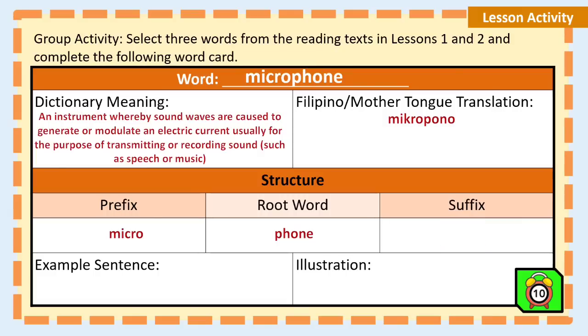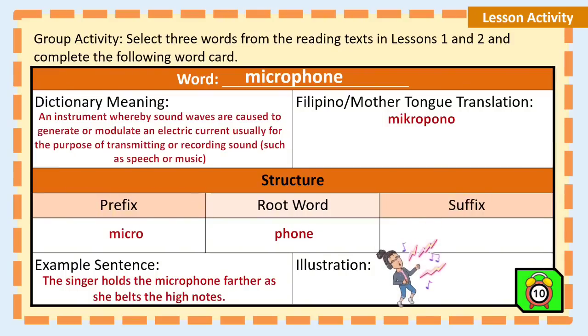Sometimes the word that you will choose will have no prefix but will have a suffix. Sometimes you can also have a word that could have both prefix and suffix. So it depends on what you choose to be part of your word card. Now let's proceed to the example sentence. It means that I am going to use microphone in a sentence. So I will say, the singer holds the microphone farther as she belts the high notes. And then I am going to illustrate it with somebody who is using a microphone singing and is actually holding the microphone farther. So that's it.